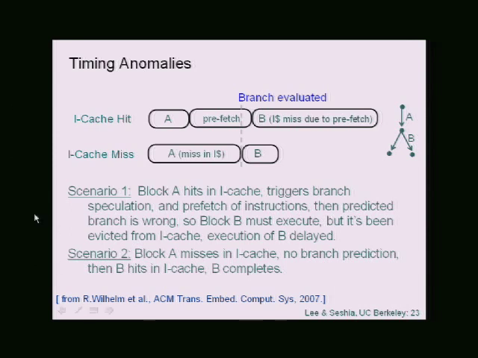Any further questions on this slide? I think, Nima, you were the one who raised this. So you're satisfied? Okay. All right.